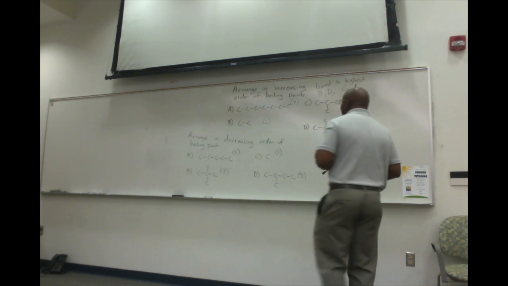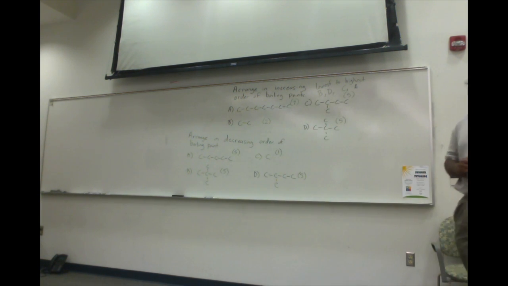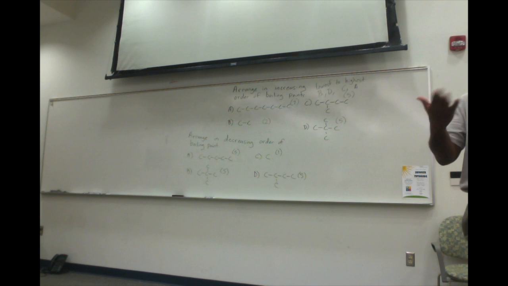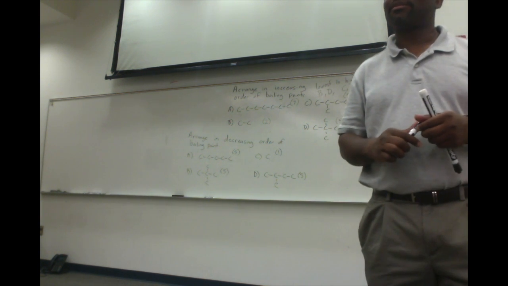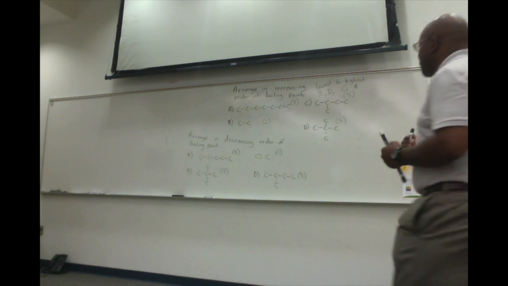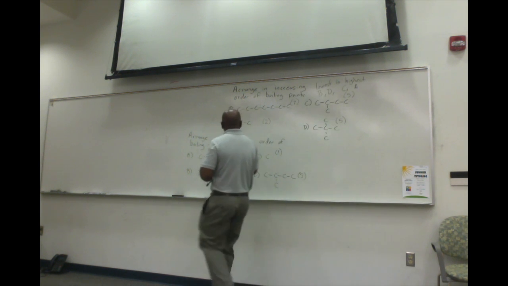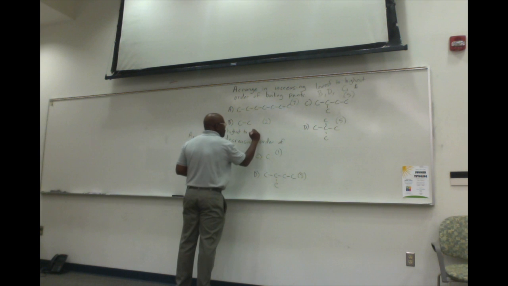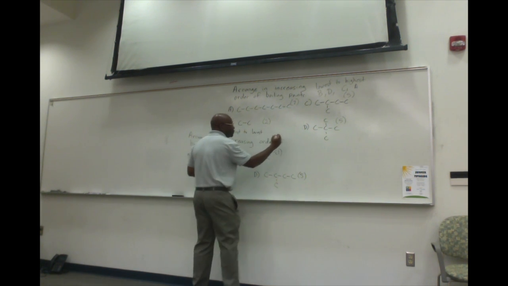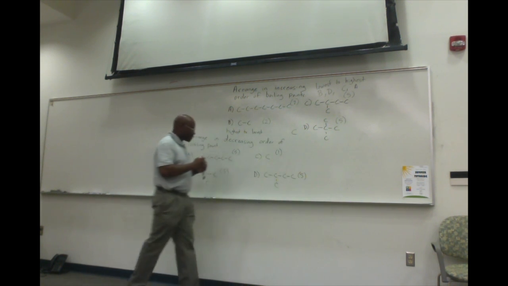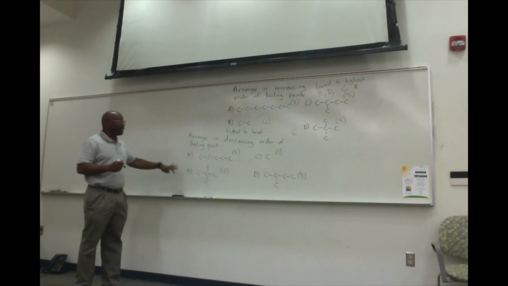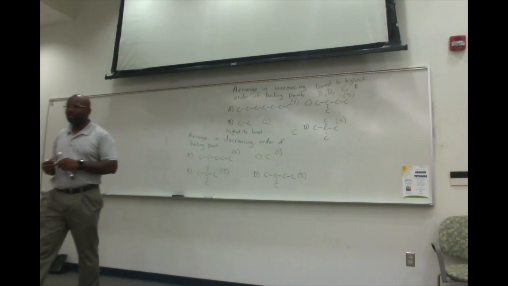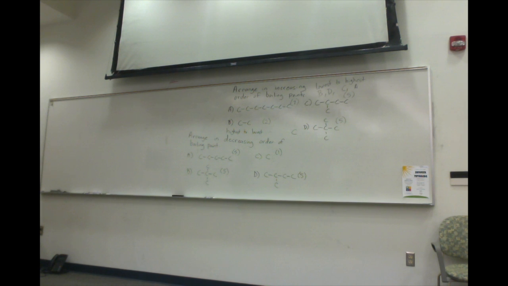We want to go in decreasing order, from the highest to the lowest. The lowest is going to be C. Now we have a tie: A, B, and D. So everybody likes to say something about the little branching. Now we get to the branching.